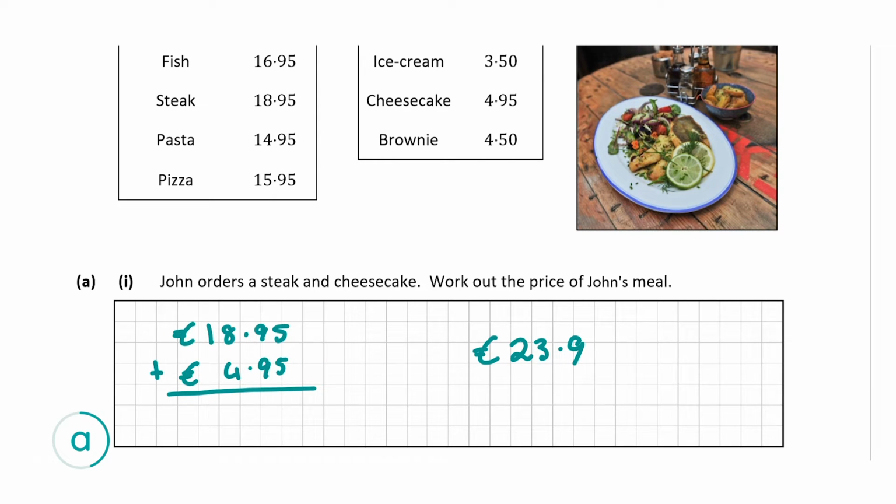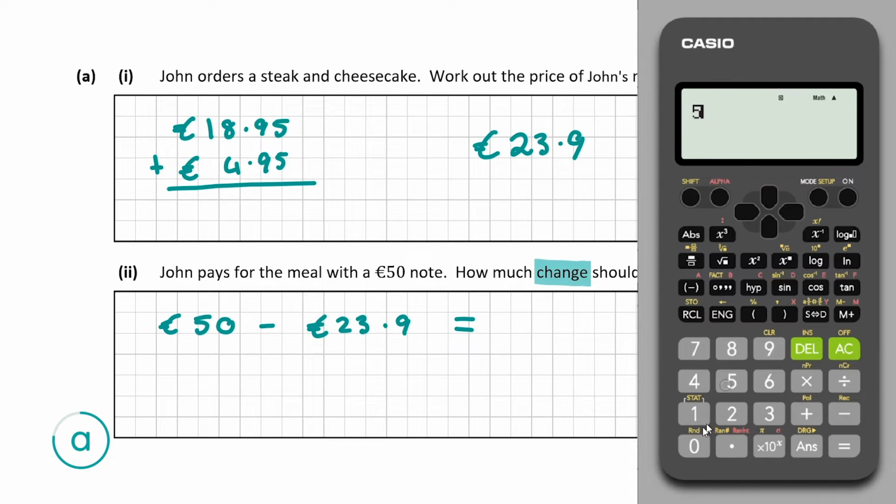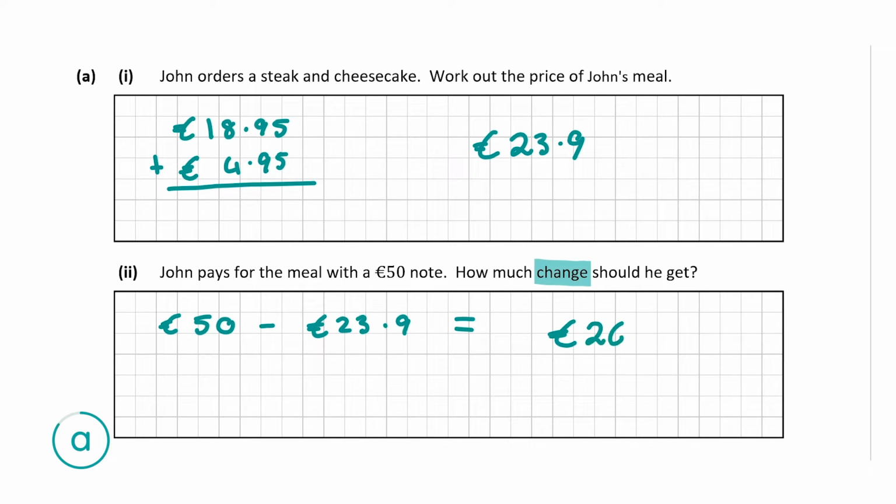Let's now move on to A part 2. We're told that John pays for this meal, the steak and the cheesecake, with a €50 note, and we're asked how much change should he get. So if he gives 50, they take away the price of the meal, which is €23.90. What are we left with? So I'm going to use my calculator again. 50 take €23.90. So he'll get €26.10 back. So that's it for question A, and for question A part 1 and 2, you're going to get a total of 15 marks. Now let's move on to question B.